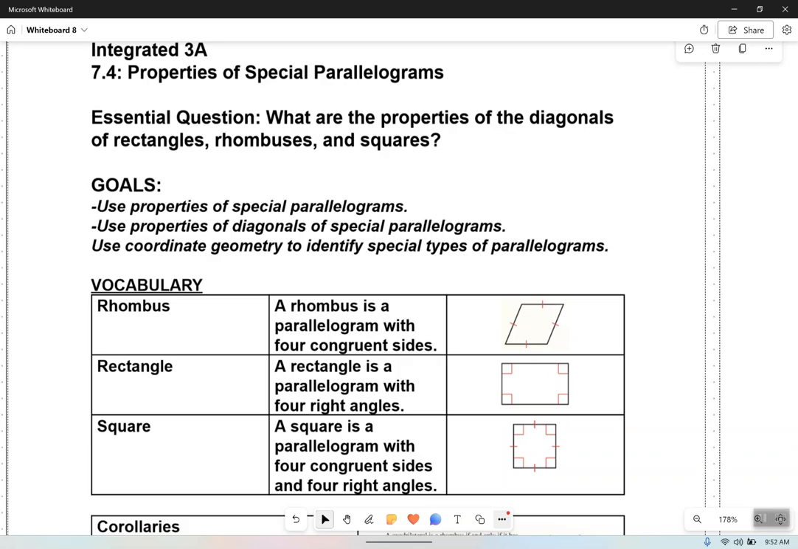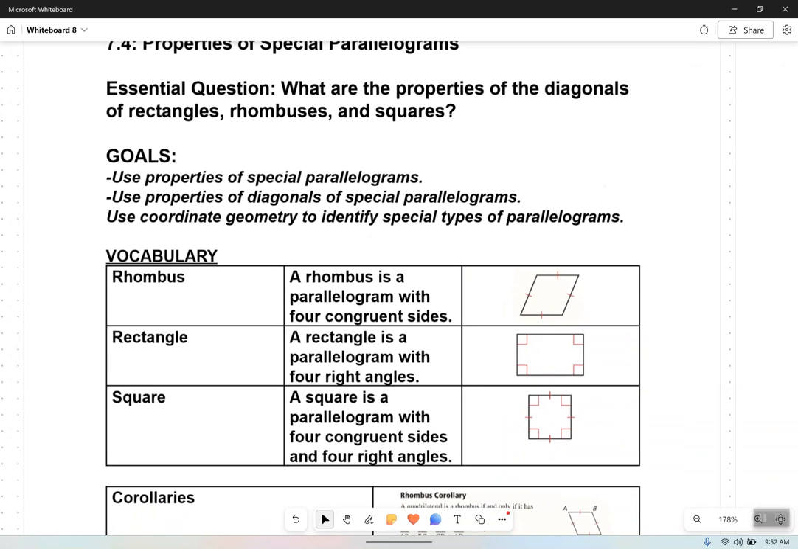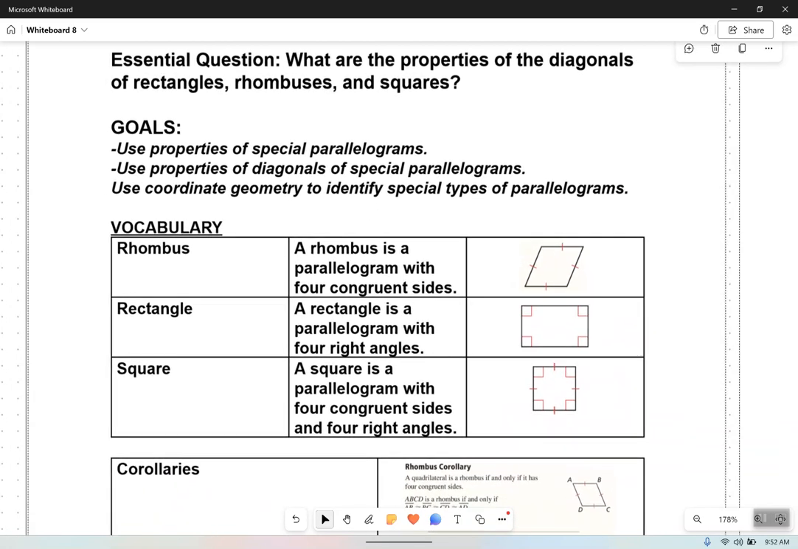So there's some things in here that are going to pop up today, some properties about them that help us identify which shape is which, okay? So guys, to answer that question today, what are some of the properties of the diagonals of those four quadrilaterals, or special parallelograms, if you will? We're looking at using properties of special parallelograms, okay? We're going to use some properties of diagonals of special parallelograms, and then we're also going to use coordinate geometry to identify some special types of parallelograms, okay? So those are the three goals that we're after today.